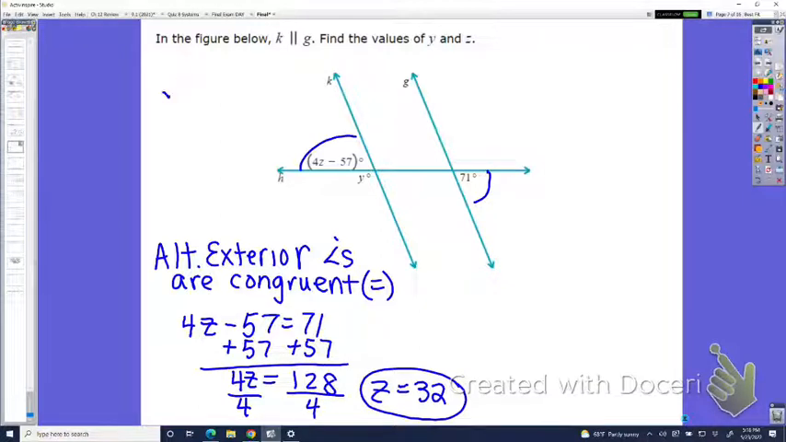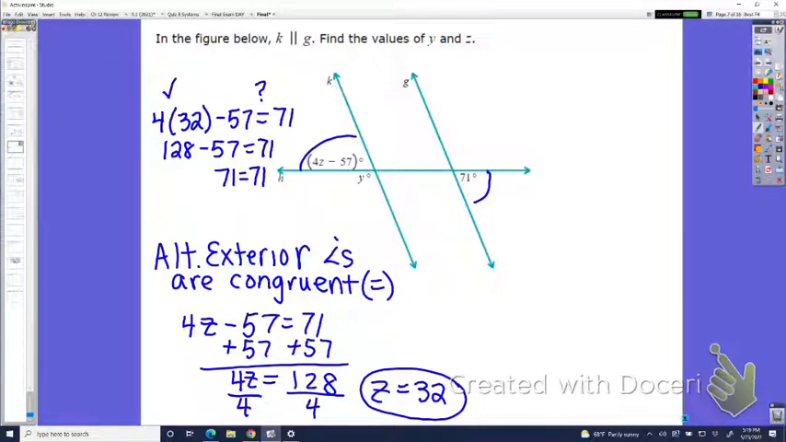And just check, 4 times 32 minus 57, does that give you 71? So 4 times 32 is 128. Subtract 57, and you do get 71.